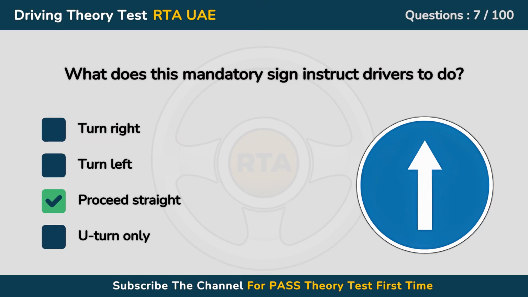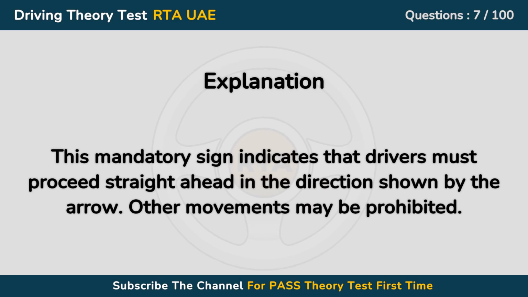Answer is C. Proceed straight. This mandatory sign indicates that drivers must proceed straight ahead in the direction shown by the arrow. Other movements may be prohibited.